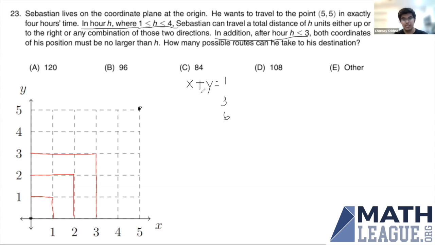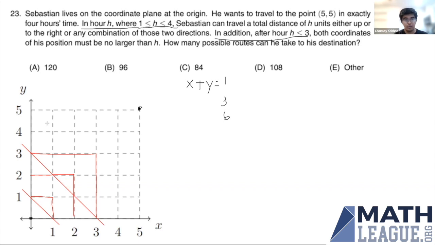Now let's look at where he can be after 1 hour. Since x plus y is 1, the graph of that would look like that. So that means that after 1 hour, he could either be at that point or that point, which is 1, 0 or 0, 1. And then similarly, after 2 hours, x plus y equals 3. So that would look like this. So that means that there's 2 points that he could be after 2 hours.